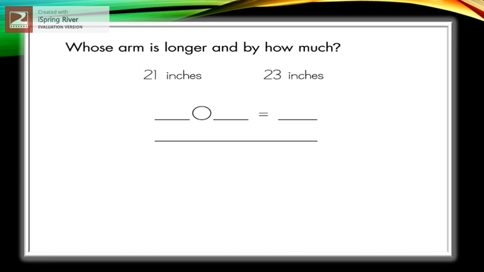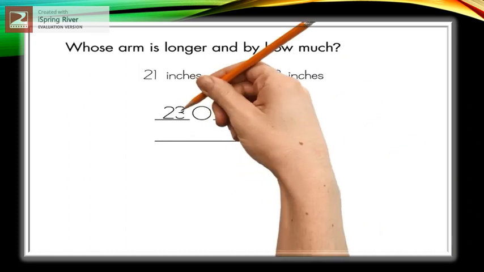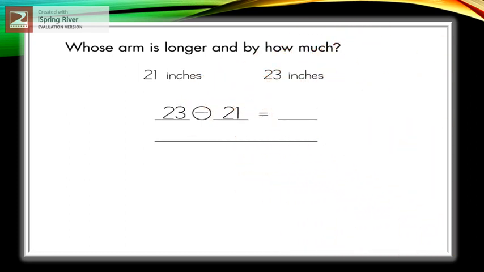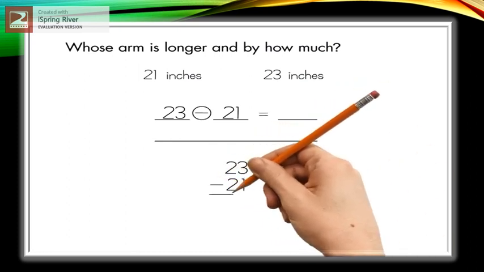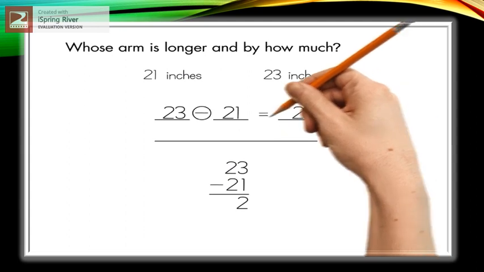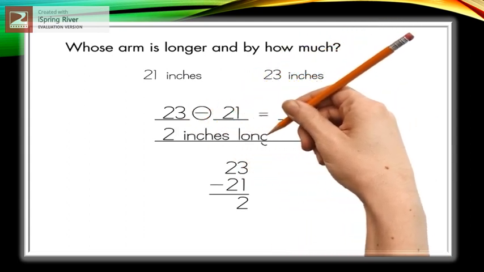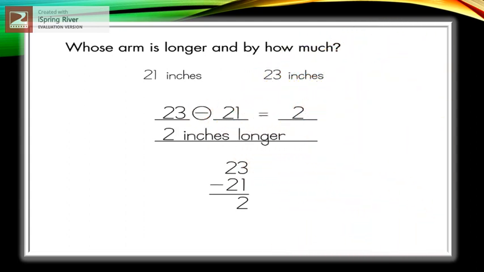To find how much longer, they subtract the shorter length from the longer length. Some students may use paper and pencil to do this. So the second partner's arm is 2 inches longer. These students show how to pick the right tools to solve measurement problems. Knowing how to select and use appropriate measurement tools is a valuable real-world skill that helps students become better problem solvers.